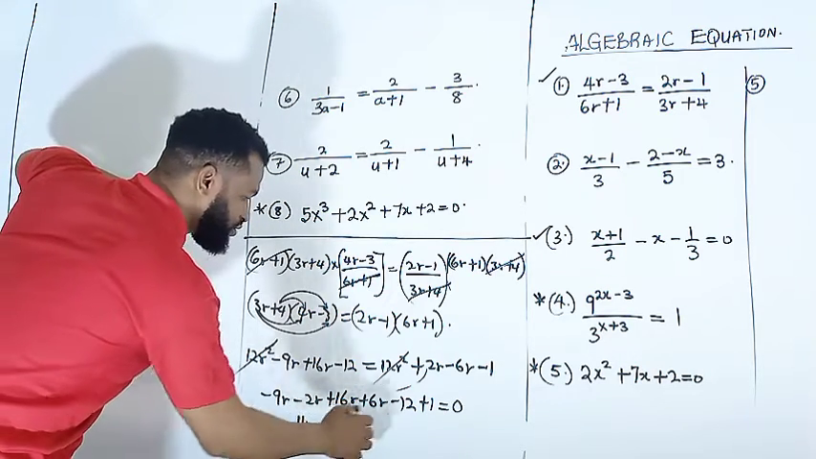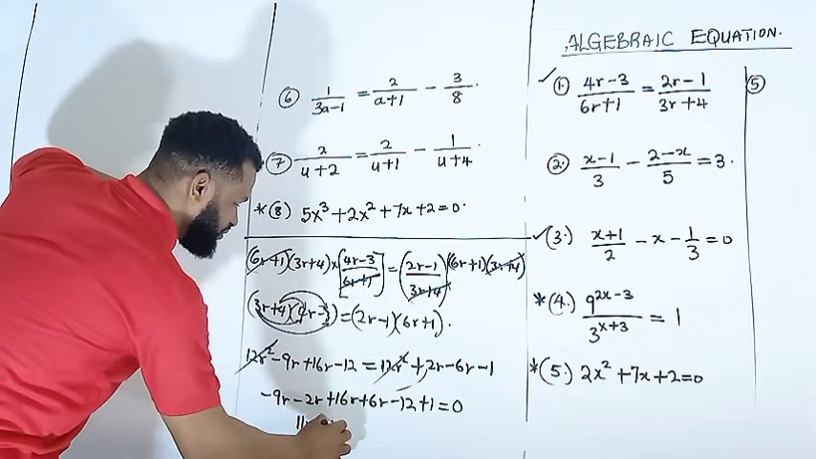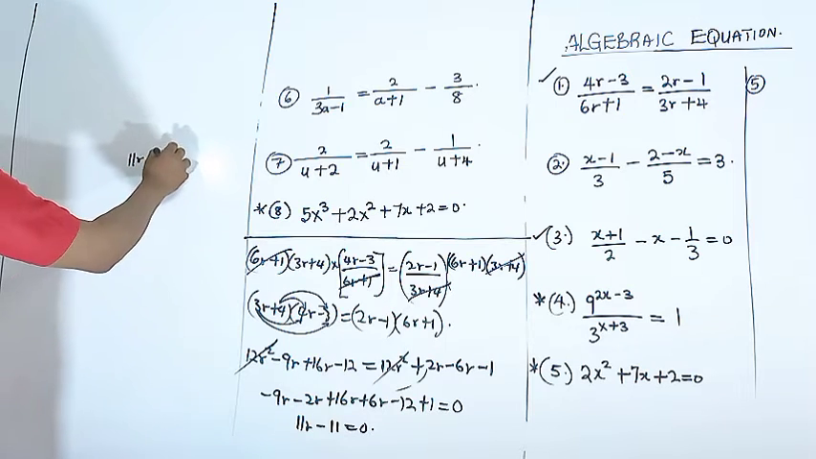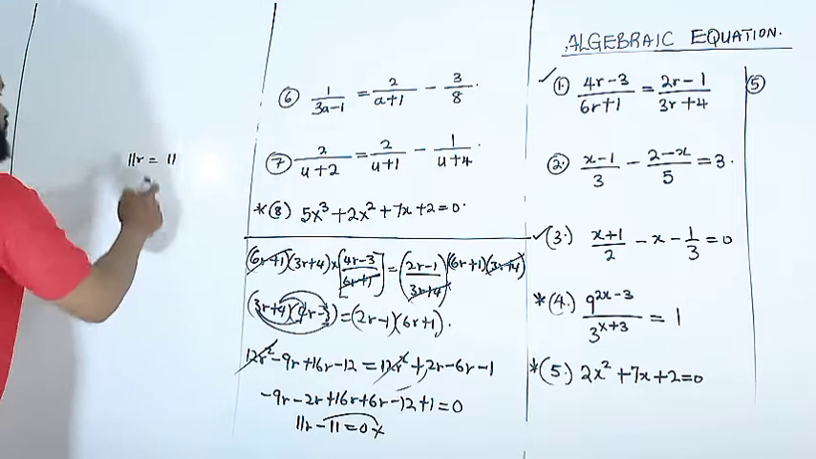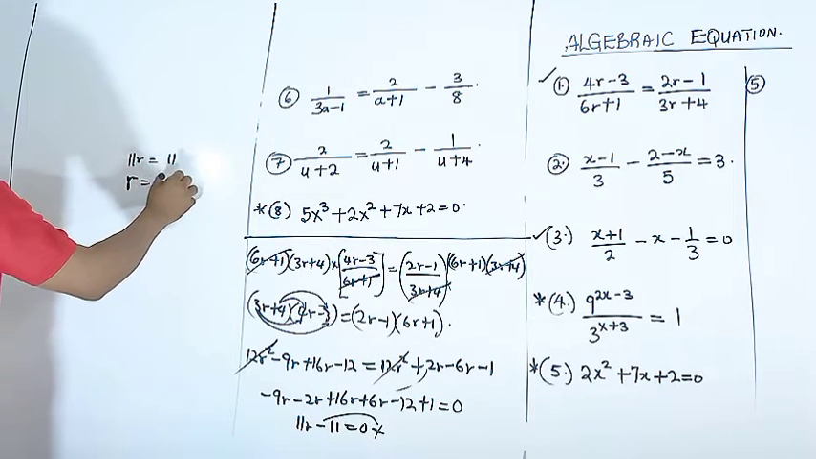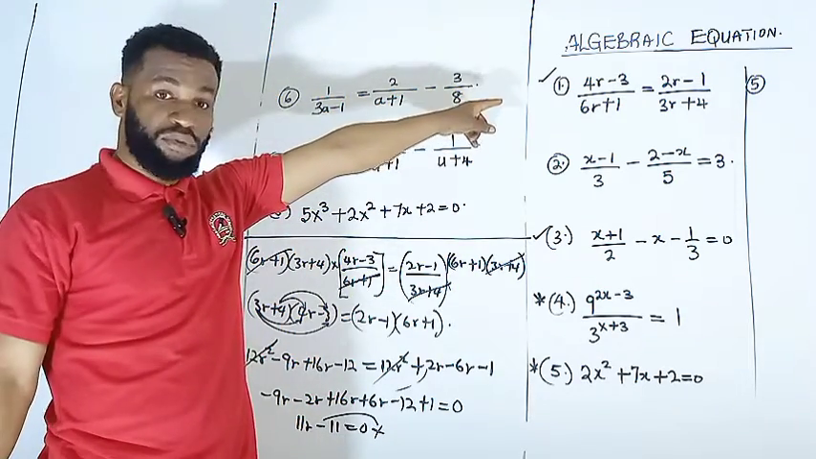So this is minus 12. Minus 12 plus 1 is going to be minus 11 equal to 0. So I'm going to have that 11r is equal to 11 because minus 11 we cross out to become plus. So that is it. r is equal to 11 divided by 11, which is 1. So that is how to solve that number 1.